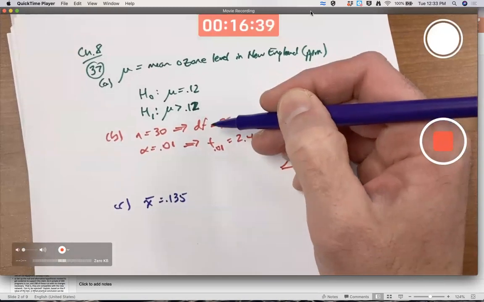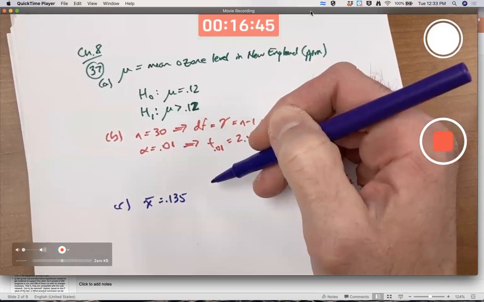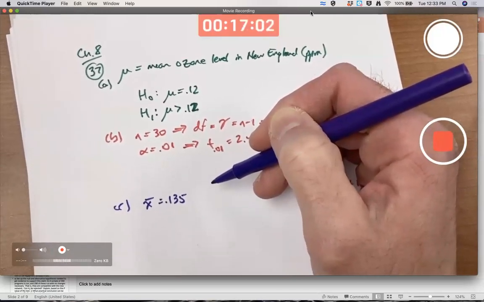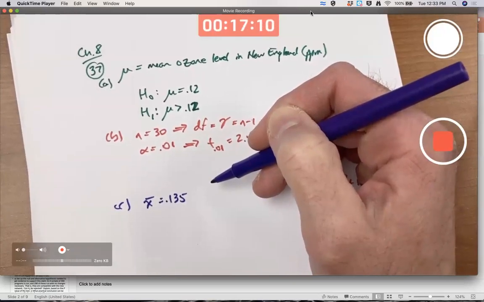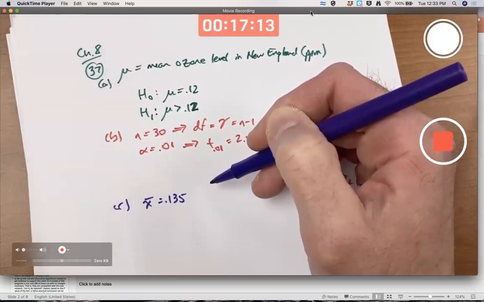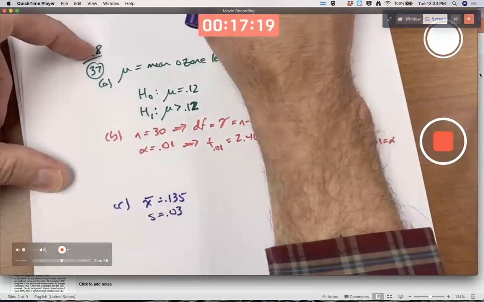The issue is, is it statistically significant evidence against the null? Is it unlikely to have occurred by chance if the null is true? That's always the issue in this context. Have we observed something rare if the null is true? If we've observed something rare, something extreme, when the null is assumed to be true, then we say, well, we think the null is wrong, and we reject it. S was 0.03, is that right?